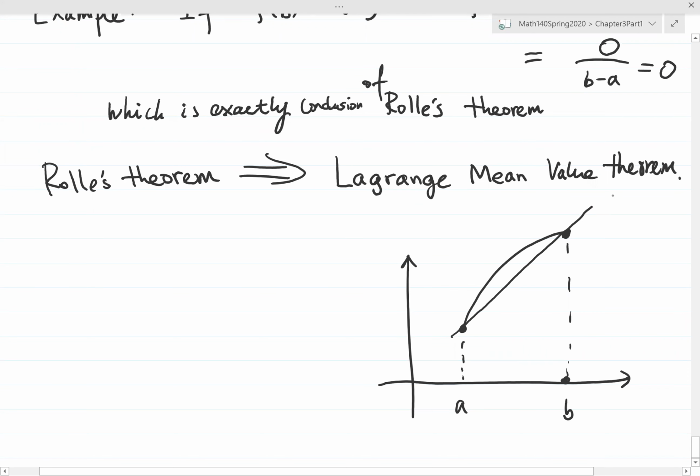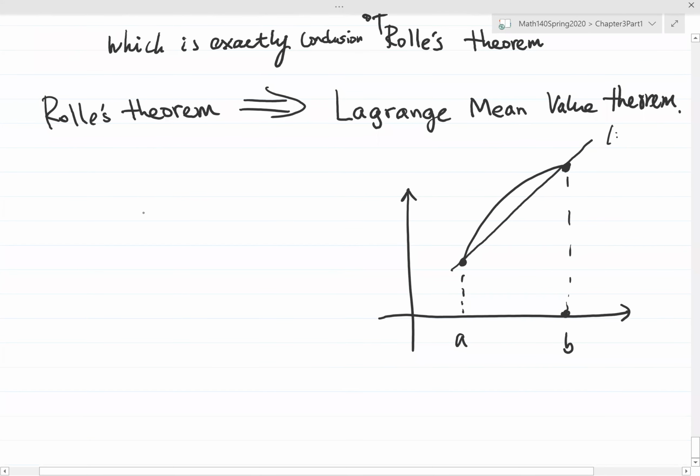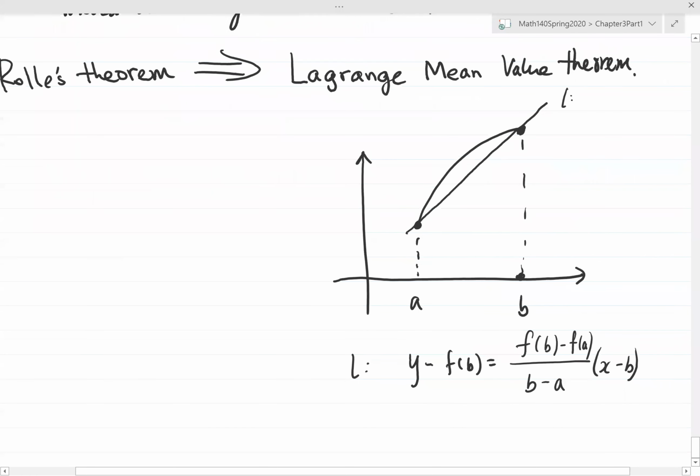We can write down this line equation L. L is y minus f(b) equals the slope, (f(b) minus f(a)) over (b minus a), times (x minus b). So what we subtract is this quantity. So y will be f(b) plus this quantity times (x minus b).